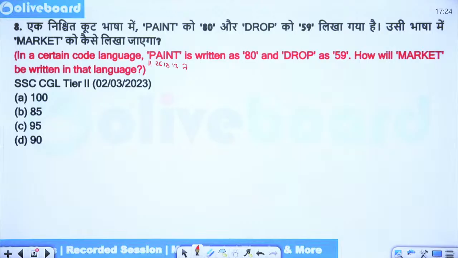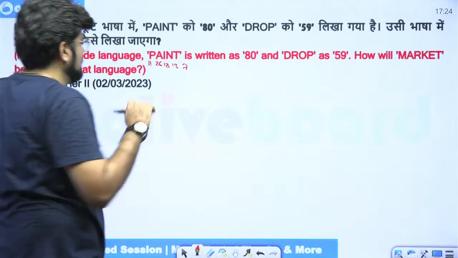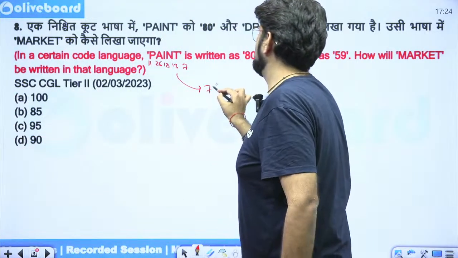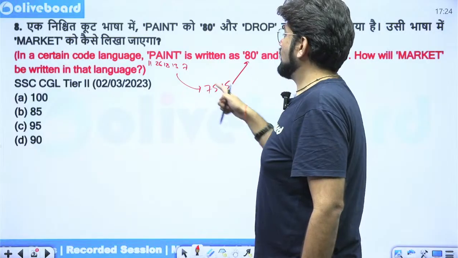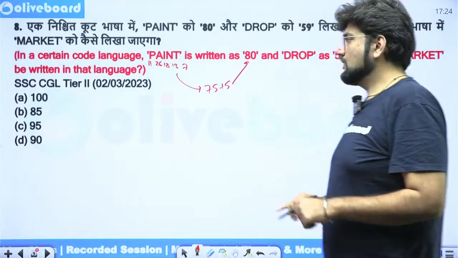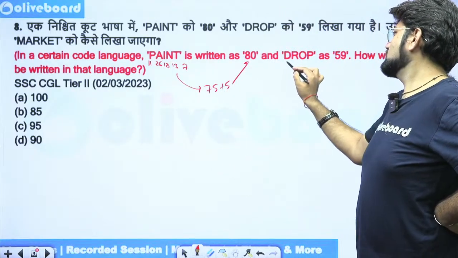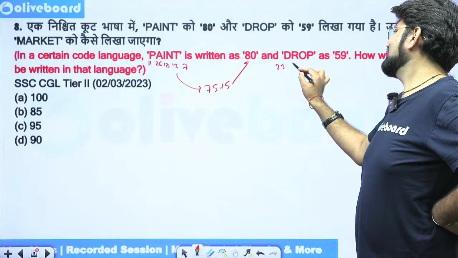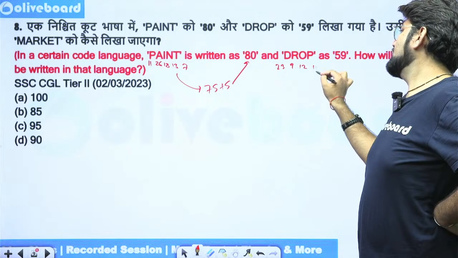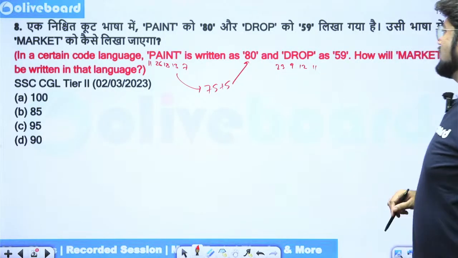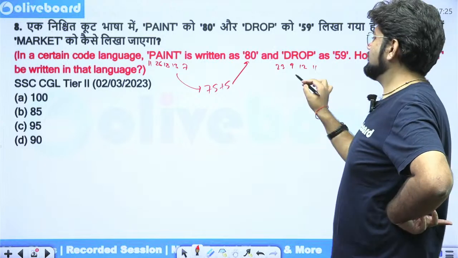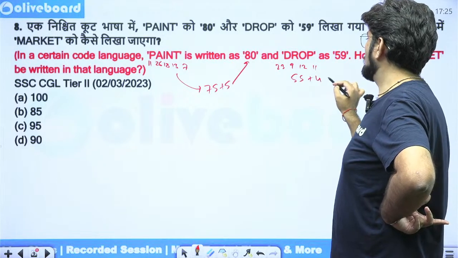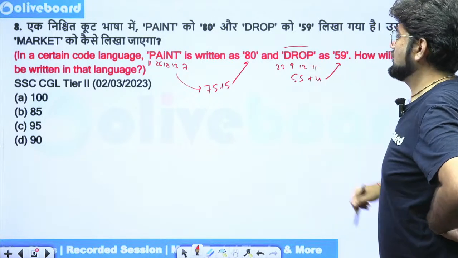So this one will be 26 and 11 is 37. 37 plus 13 is 50. 50 and 25 is 75. Okay. And 75 plus 5 will give us 80. Why 5? 5 letters. Possible. Okay. So this is 23, 9, 12, 11. Add them. Get 55. 55 plus 4, 9. Why? Because 4 letters. Okay.